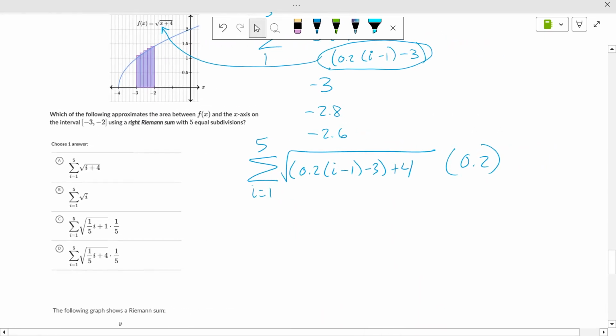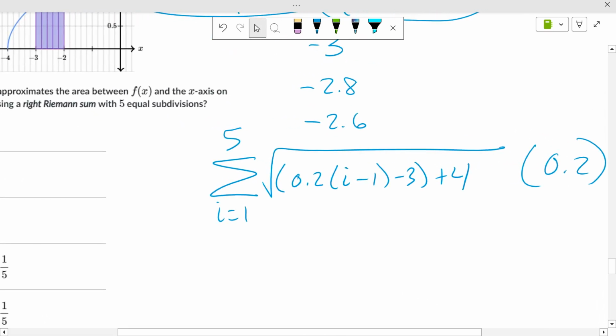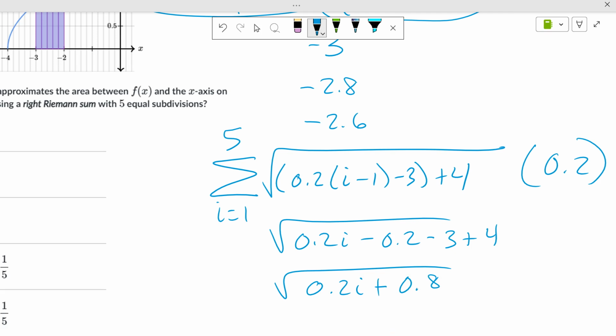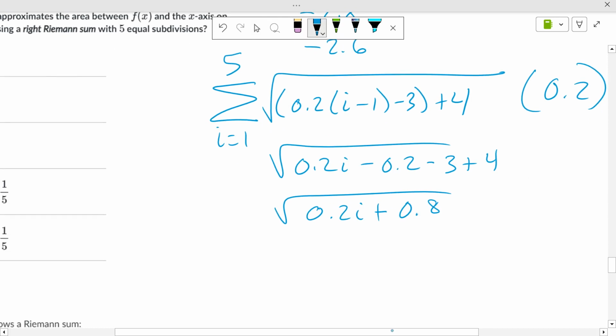Now, that doesn't look like any of these yet, does it? Well, now I got to do the math inside, okay? So let's distribute the math. So it's going to be 0.2 I minus 0.2 minus 3 plus 4. So it's going to be 0.2 I minus 0.8. Did I do that right? Plus 0.8. Okay. So it's the square root of 1/5 or 0.2. Yeah, let's just go 0.2.